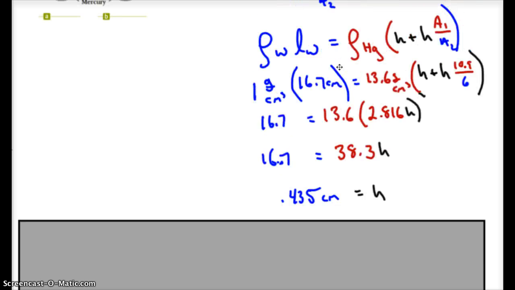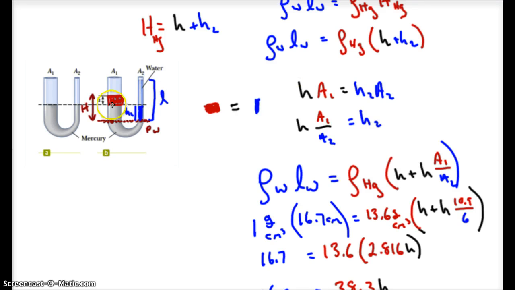So the key to the problem was being able to realize that this little volume and this little volume are equal to each other, and how to substitute in for the right values. All right, there you go.